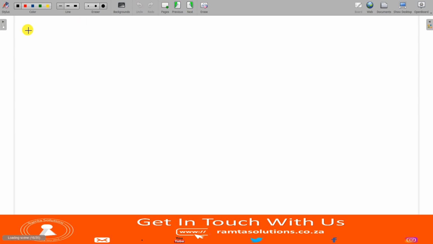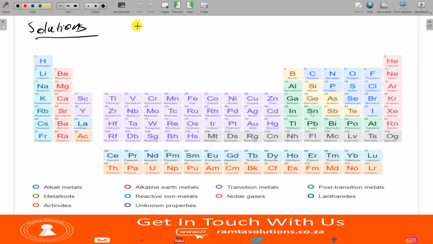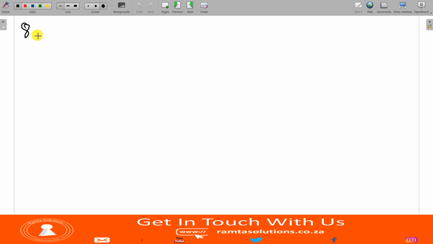All right, let's go now. Number 8. Let's see what number 8 was. Number 8 was H2PO4, PO4 minus to be precise. H2PO4 minus, and we are underlining this guy here. When I see them like this, I like saying it means I can say it's H plus and PO4 2 minus. I like saying that.